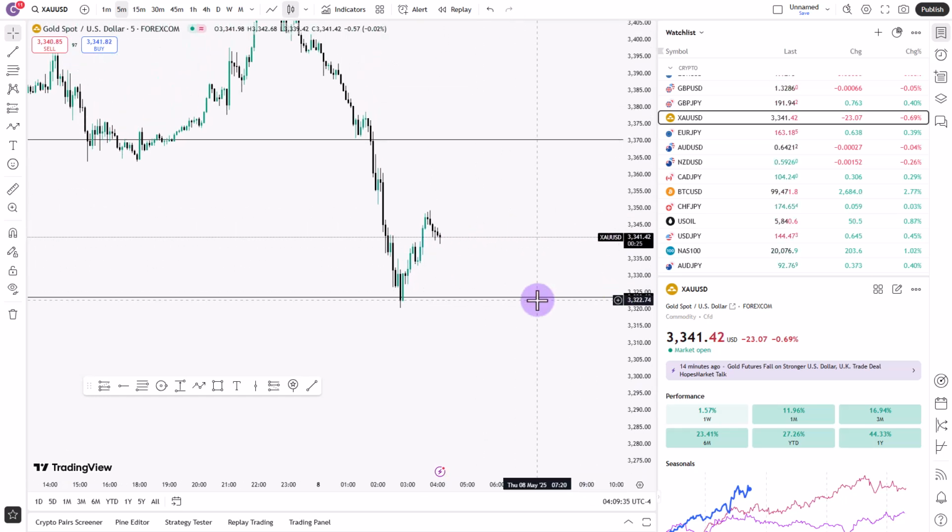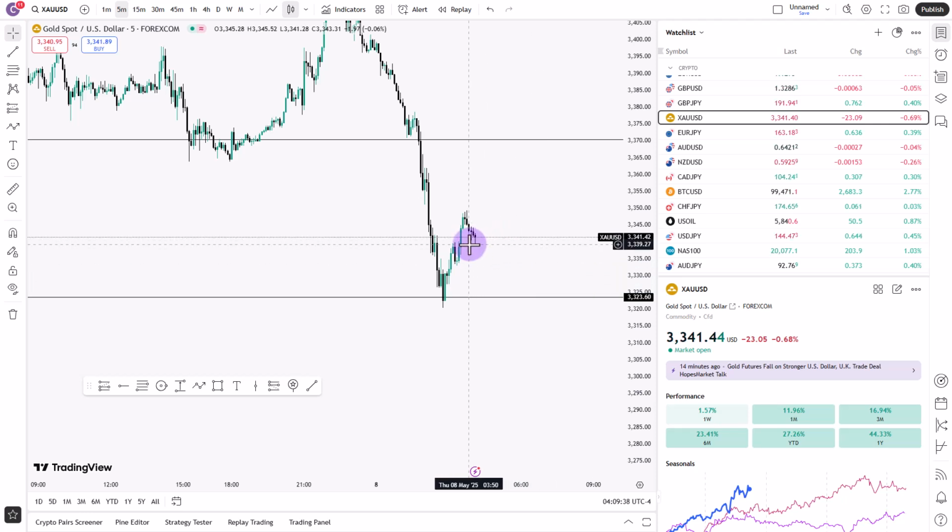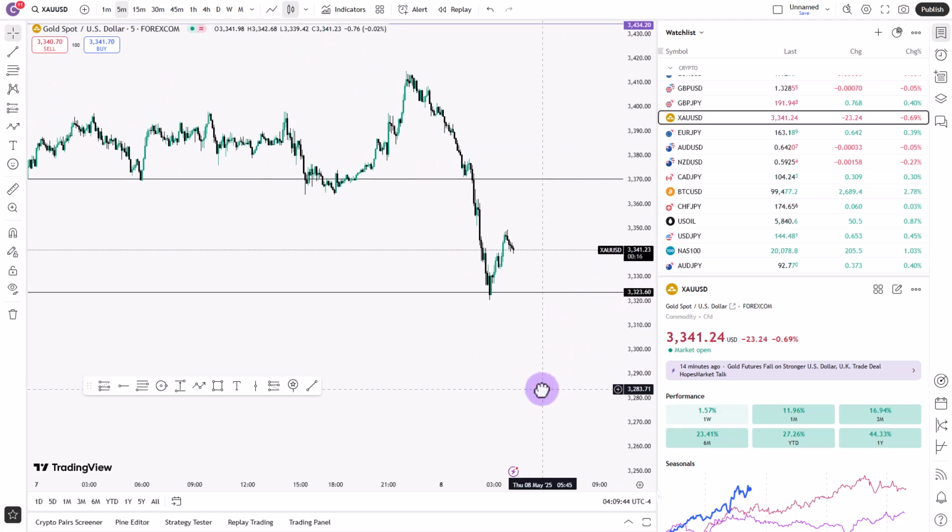Okay, so gold also is bullish. I'm probably going to be buying around this level, but my stop loss below that low. Gold is bullish as well. So this is technically what I'm looking at on the dollar and foreign currency this morning.